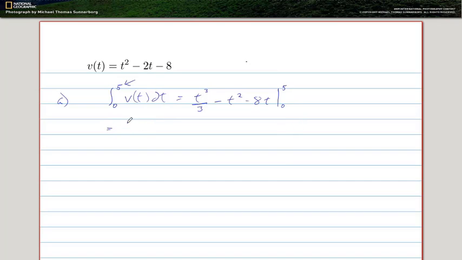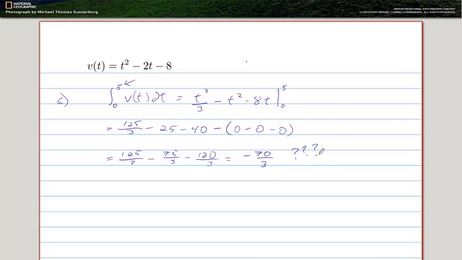So first things first, I'm going to plug 5 into my function. And now I'm going to subtract off what happens when I plug 0 in. But of course, that's going to be 0 minus 0 minus 0. So this comes out to be, well, let's do a little quick arithmetic. All right, so this is 125 over 3 minus 195 over 3, and I believe that comes out to be negative 70 thirds.